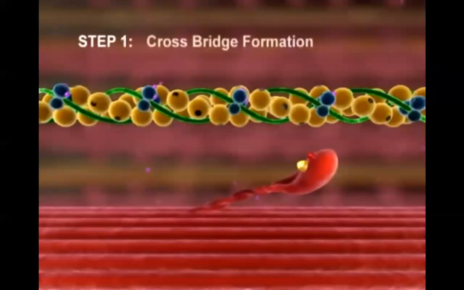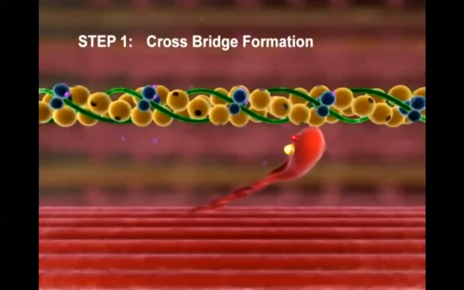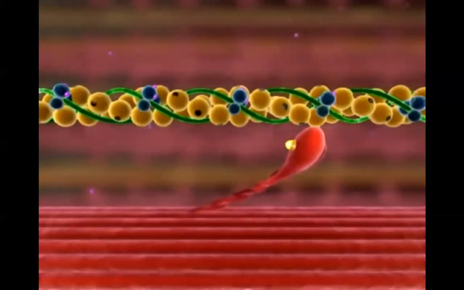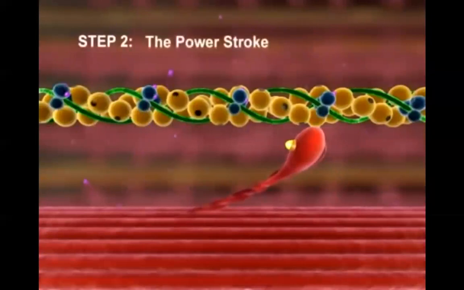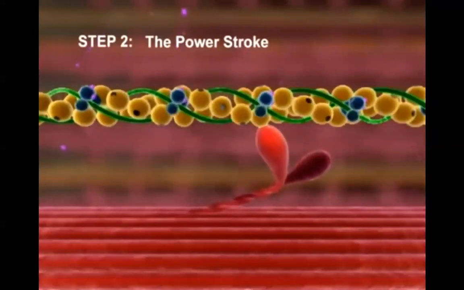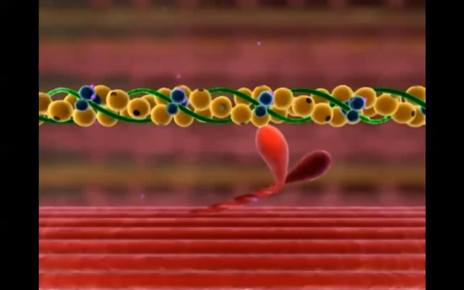Step 1, cross-bridge formation. The activated myosin head binds to actin, forming a cross-bridge. Inorganic phosphate is released, and the bond between myosin and actin becomes stronger. Step 2, the power stroke. ADP is released and the activated myosin head pivots, sliding the thin myofilament toward the center of the sarcomere.